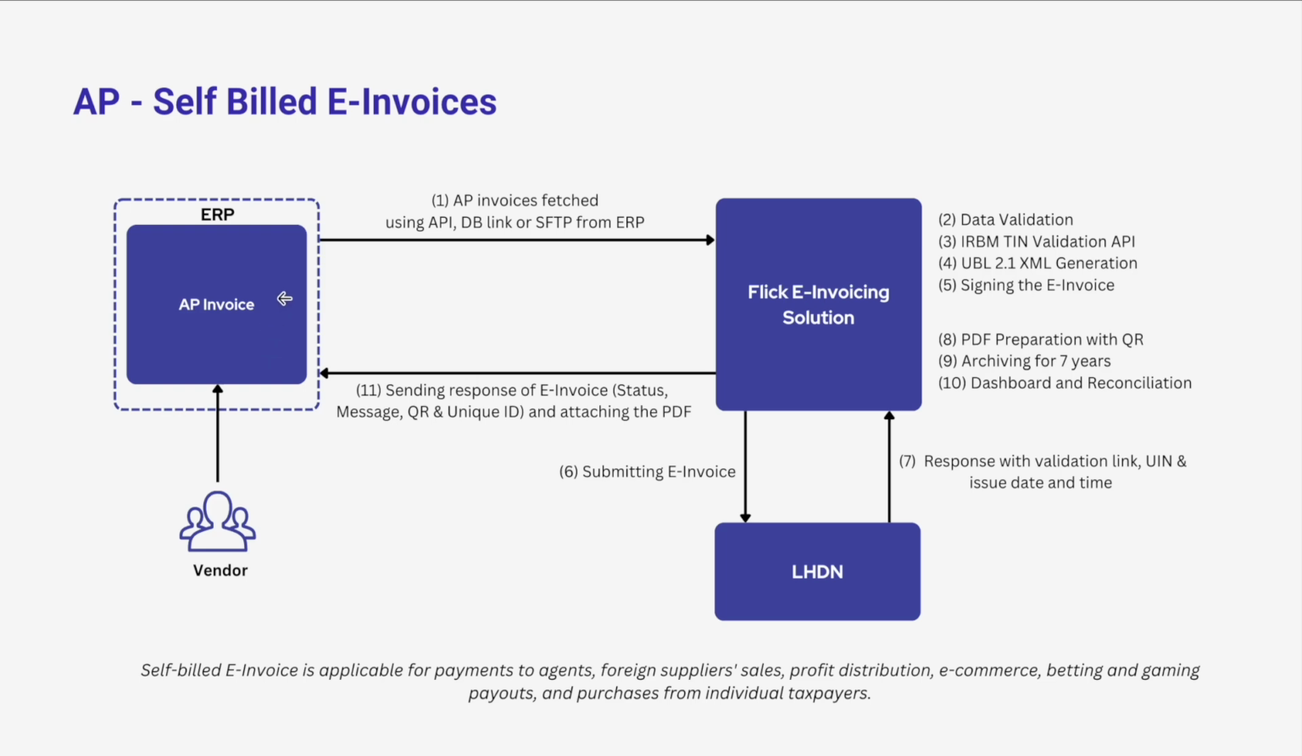In all of these cases, from your AP invoices module, we'll be fetching the data using API, DB link or SFTP, and a similar process will be validating the data and the TIN number, and then submitting the signed XML file to LHDN, receiving the response and updating it back to your ERP. For your end users, once they receive any specific case for self-billing invoices, they can directly enter into their AP invoice module, and it will be fetched from that module and transferred to LHDN, and all the required documents will be directly available in your ERP.